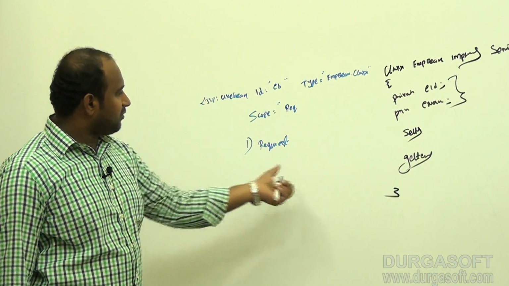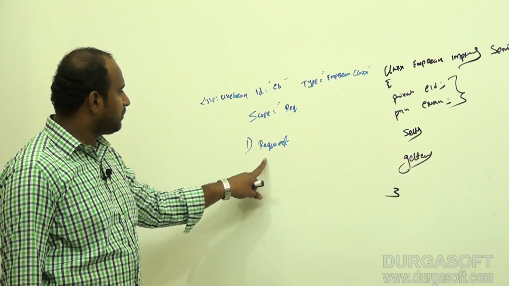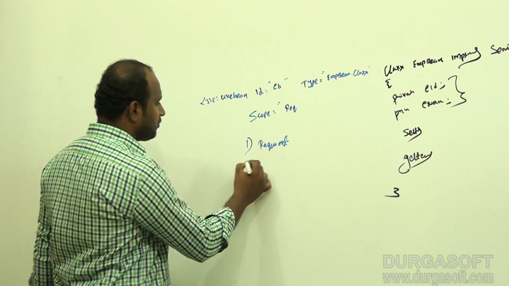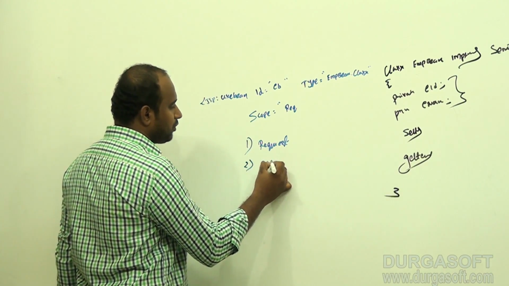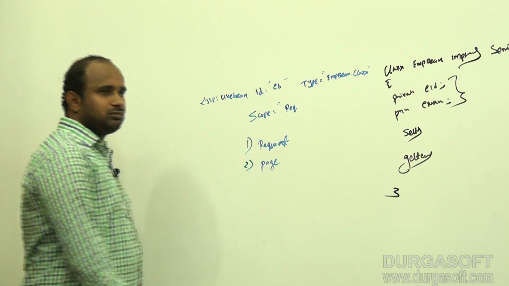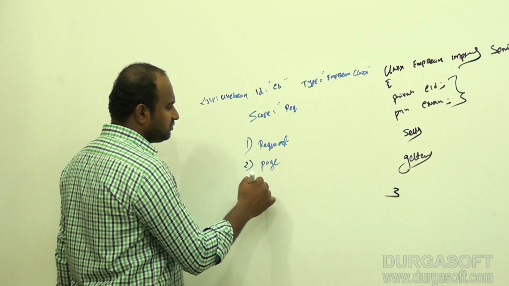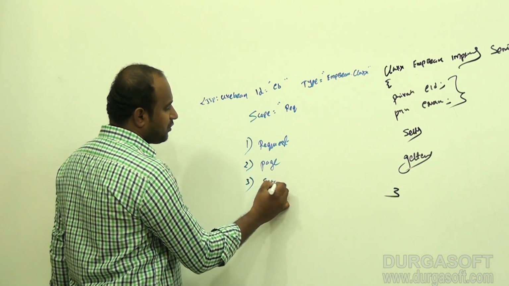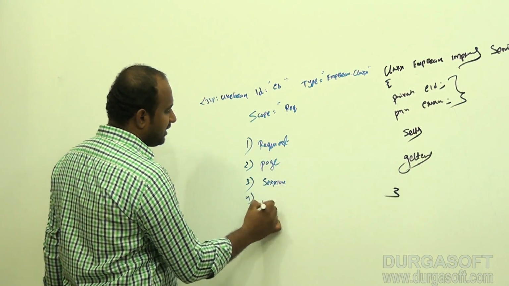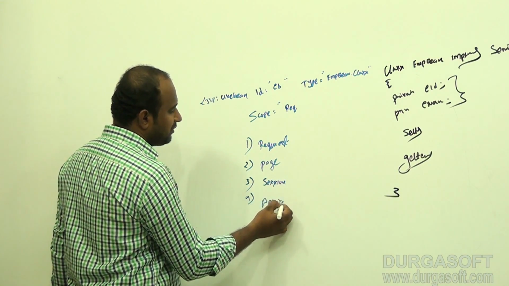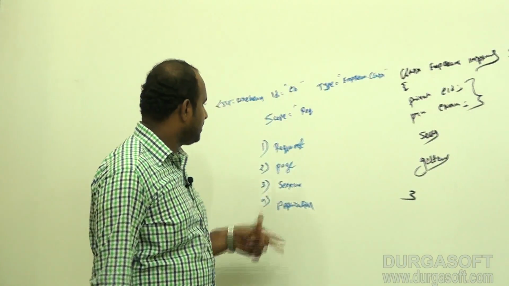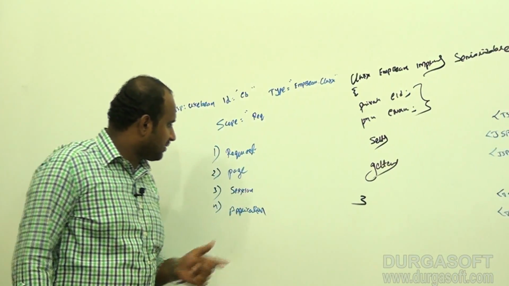How many requests come from a particular page? The bean scope is up to a particular request. That is the request scope. The second one is the page scope, then the session scope. The last one is the application scope. Total how many scopes are there here? The 4 scopes: request scope, page scope, session scope, application scope.